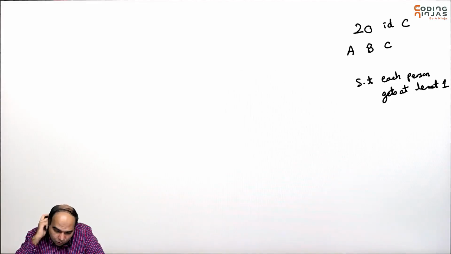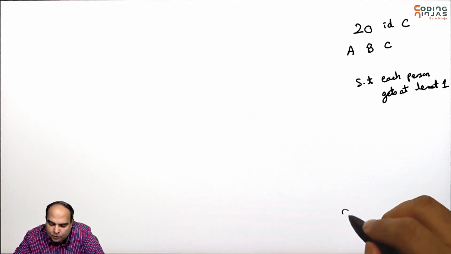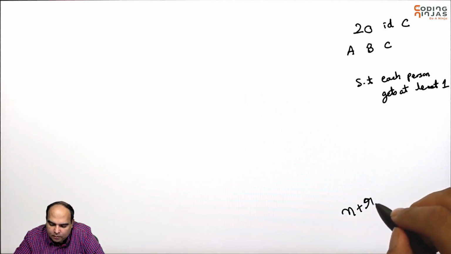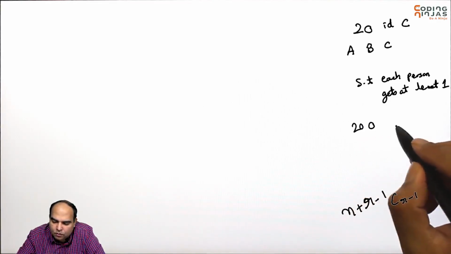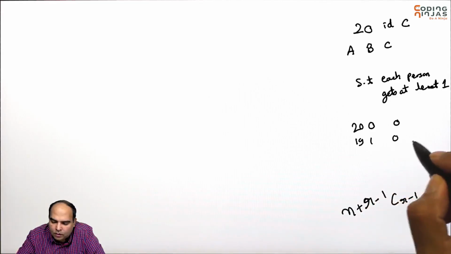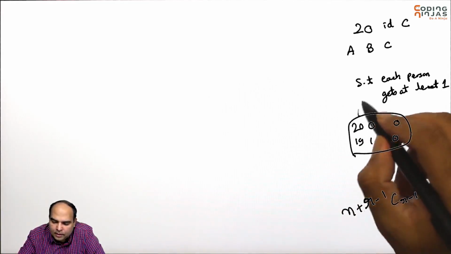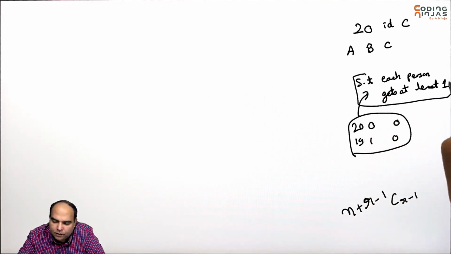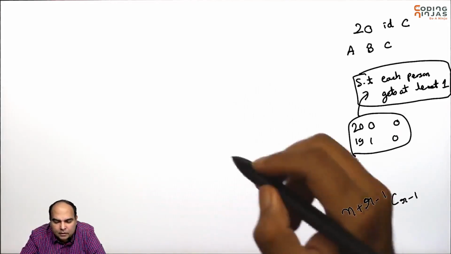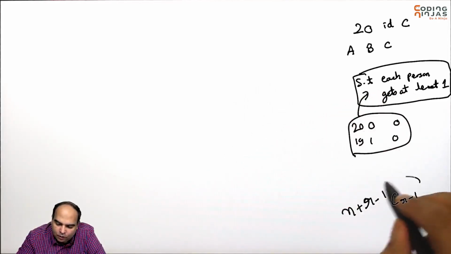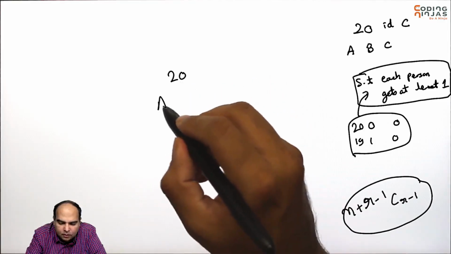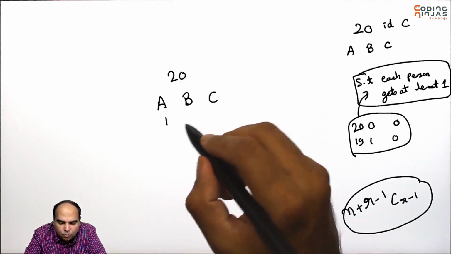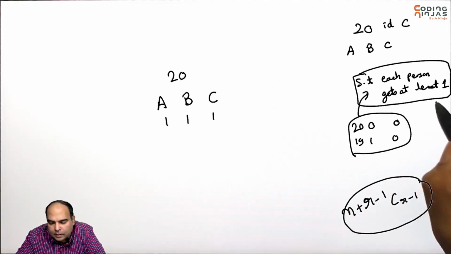So in this scenario, you can't use the formula n plus r minus 1 C r minus 1 directly here, because it is also counting distributions like 20 0 0 or 19 1 0, and these are not allowed with this constraint. So there is a very simple bypass to this. You don't need to change the formula at all, you continue using the same formula, and the bypass is that from the 20 objects, first you give 1 to each of A, B, C, because that's the constraint.